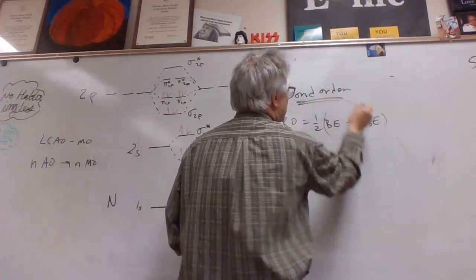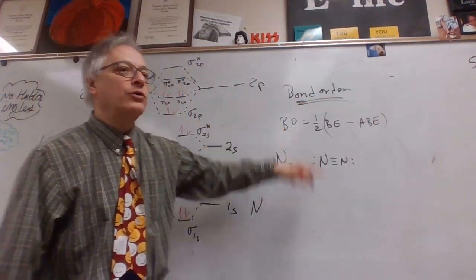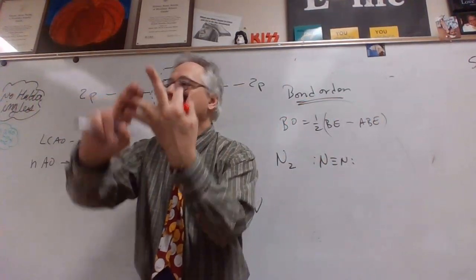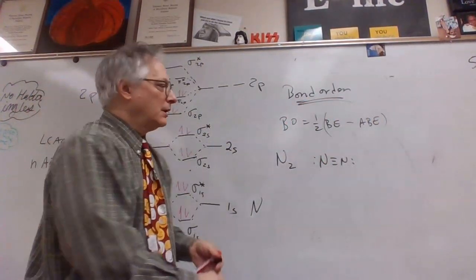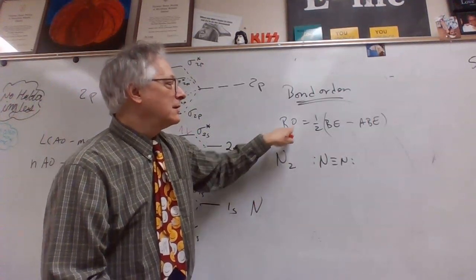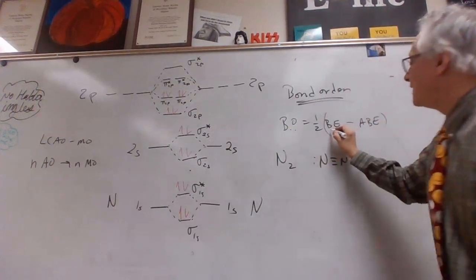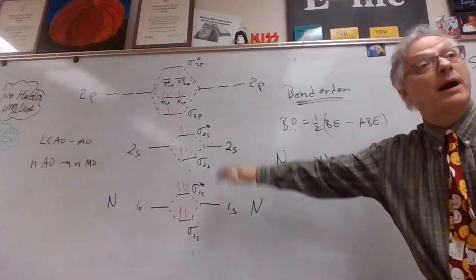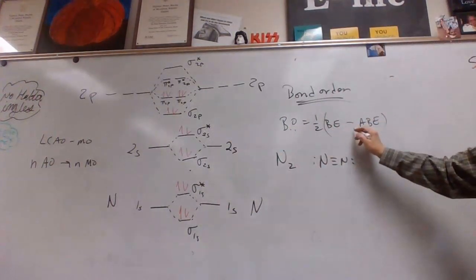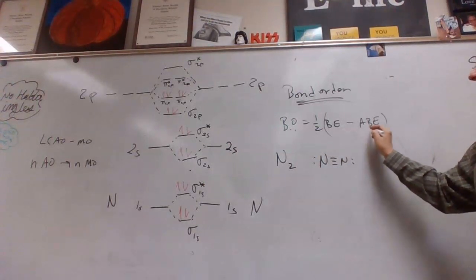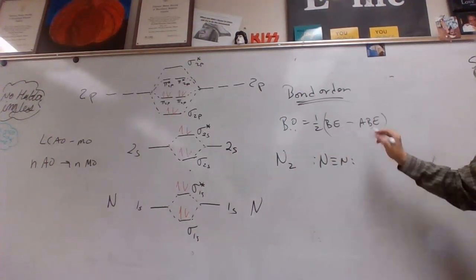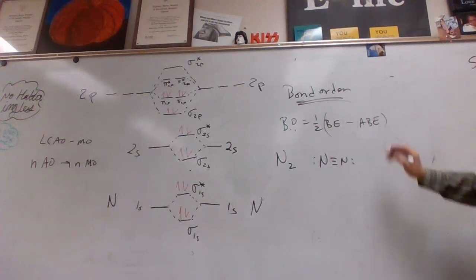Bond order. Is it single, double, triple? Well, the formula is bond order equals 1/2 times the number of electrons in the bonding orbitals minus the number of electrons in the anti-bonding orbitals. So let's count this up.